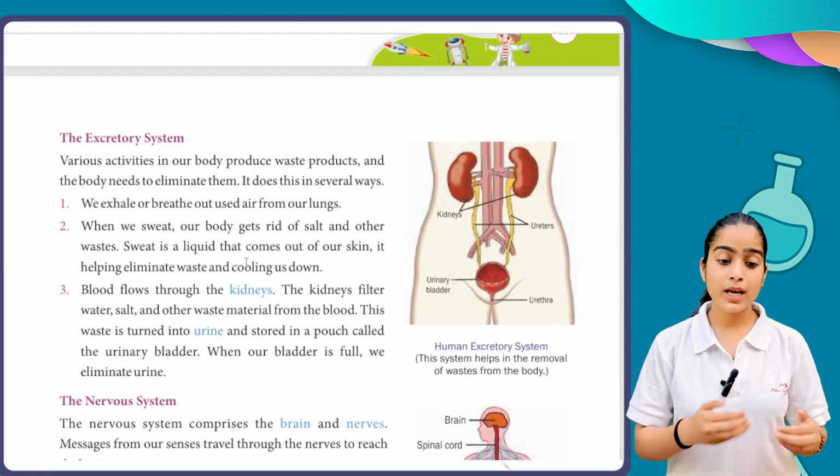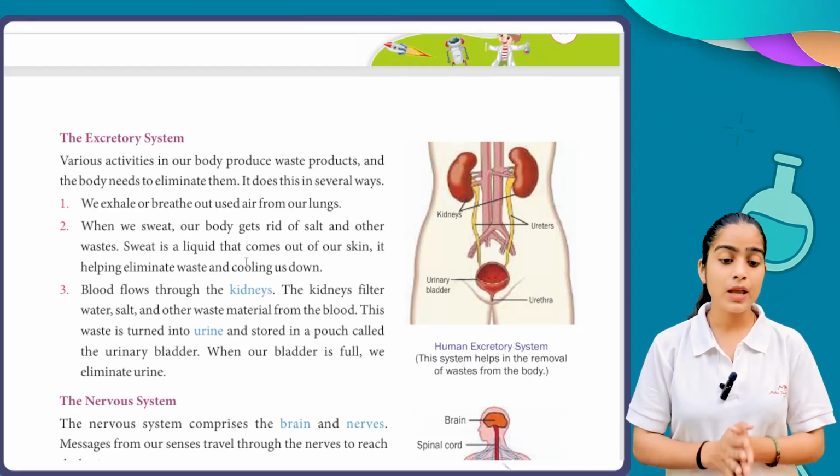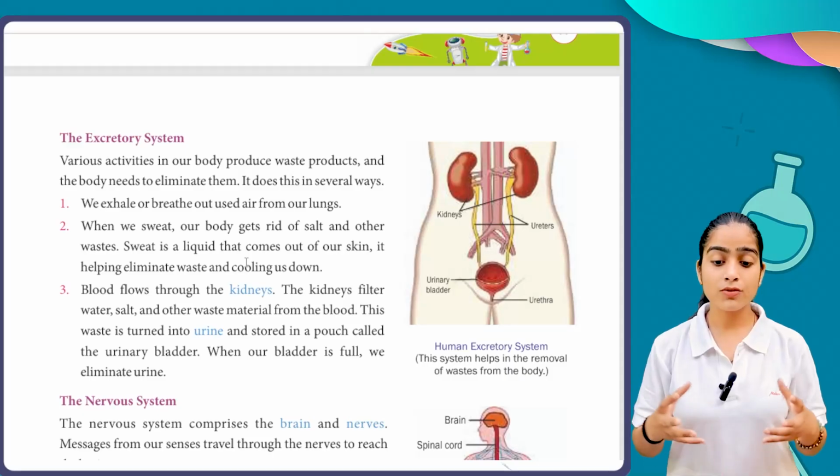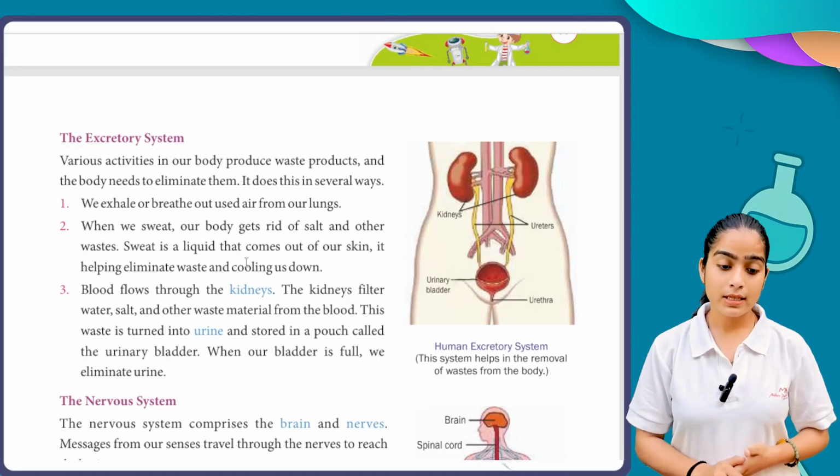For example, we exhale or breathe out used air from our lungs, through our respiratory system. When we sweat, our body gets rid of salt and other waste. Sweat is a liquid that comes out of our skin. It helps eliminate waste and cools us down.